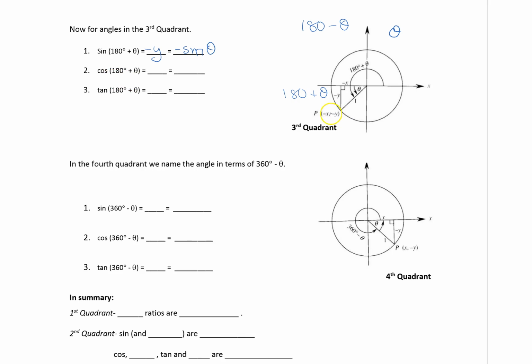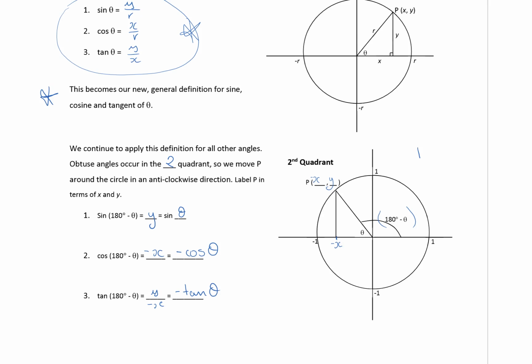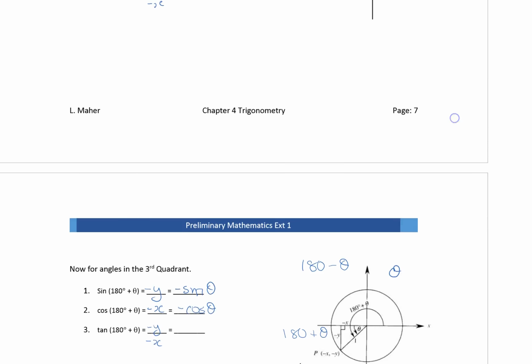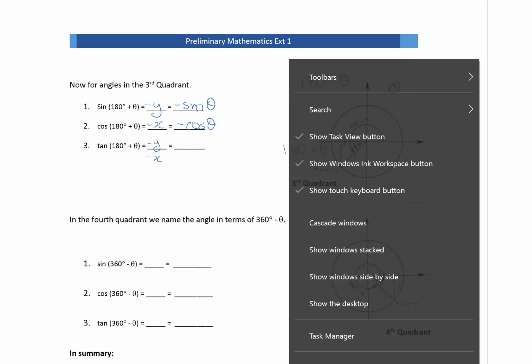Cos is minus x, which again is minus the cos of the acute angle, and tan is minus y on minus x, and a negative on a negative make a positive. So, y on x, I'll just scroll back, there we are, y on x is tan theta.